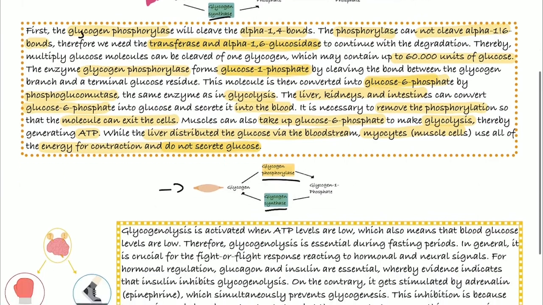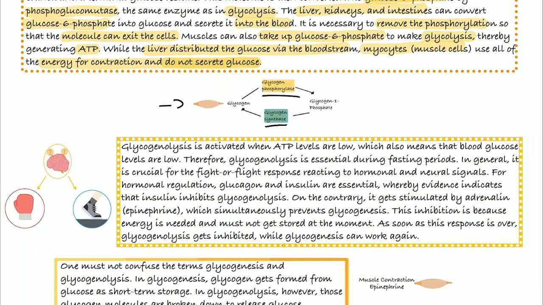But when do we use glycogenolysis? It's activated when the ATP levels, and so the energy levels, are low. This also means that the blood glucose levels are low. Therefore, glycogenolysis is essential during fasting periods. And in general, it's essential for the fight or flight response and reacts to hormonal and neural signals.